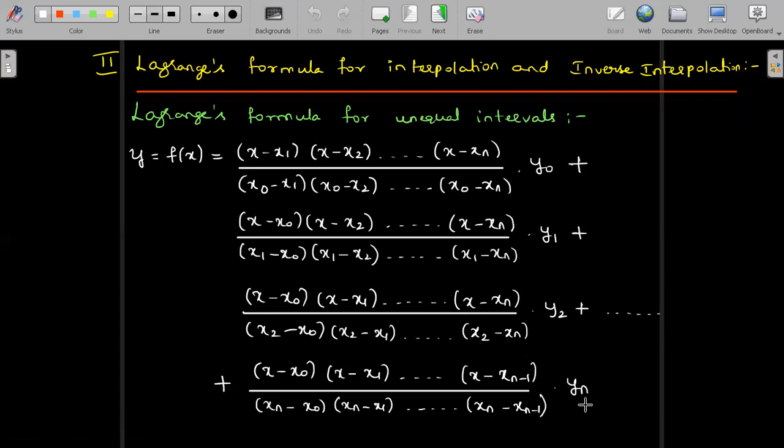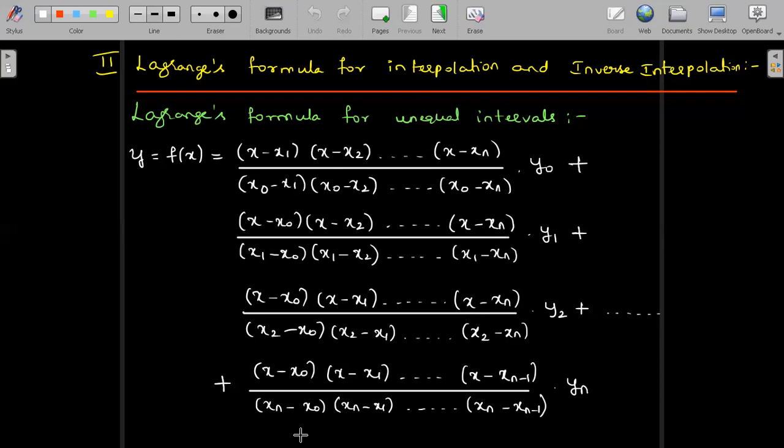We cannot simply write down the formula; it's better to memorize it in this way. In the first term, x0 should be skipped in the numerator, and the denominator should be subtracted from x0. In the second term, x1 should be skipped in the numerator, and each term of the denominator should be subtracted from x1. Similarly, the next term and the next term go on like that up to the last term of x and y. So this is Lagrange's formula for interpolation at unequal intervals.